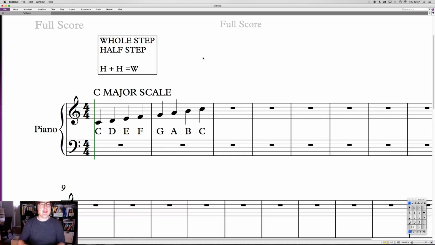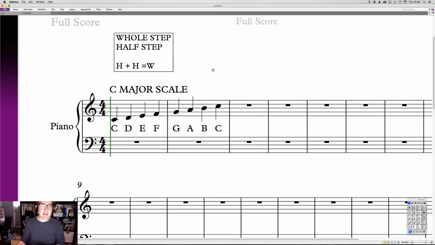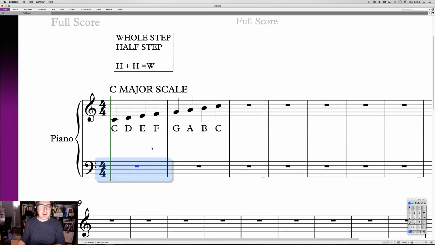Okay, now the cool thing about C major is that the relationship of whole and half steps is already there for us with the notes as they are. We don't have to go in and change the notes or do anything to them to have the correct pattern of whole and half steps in order to make a scale major. And the pattern of whole and half steps here is this. Between C and D is a whole step.